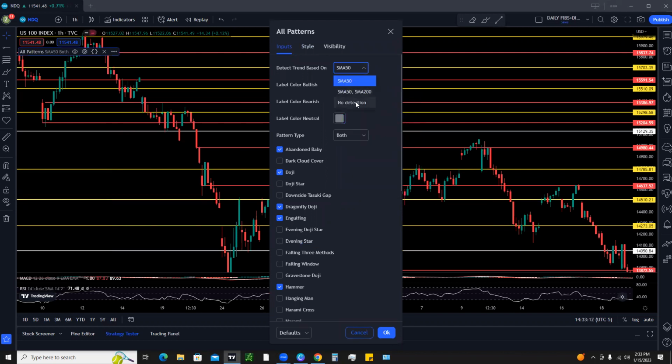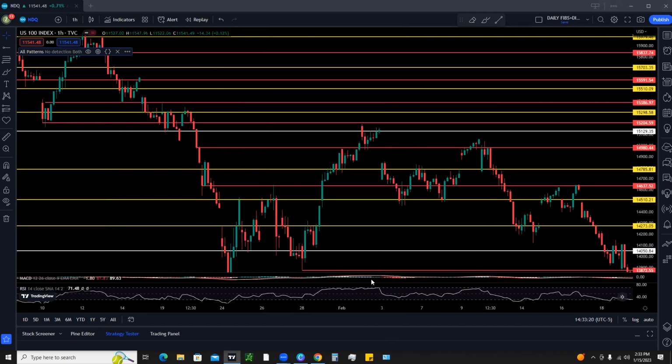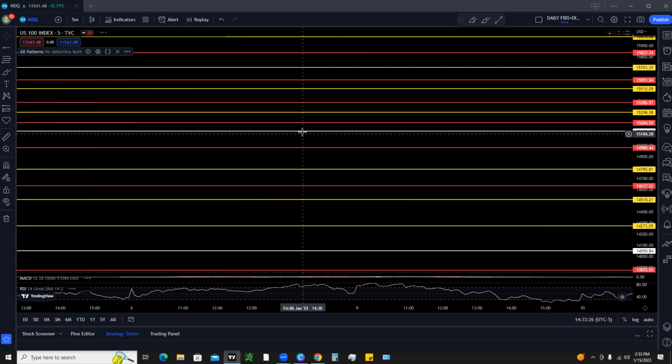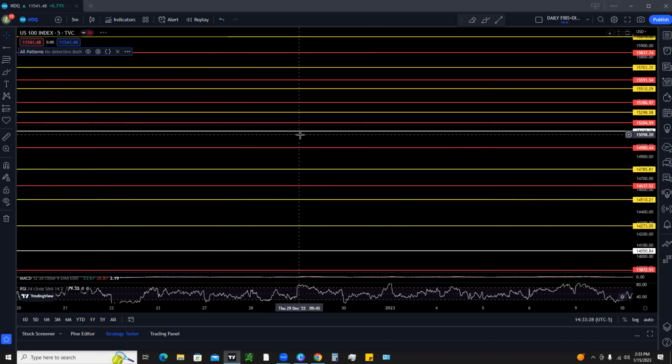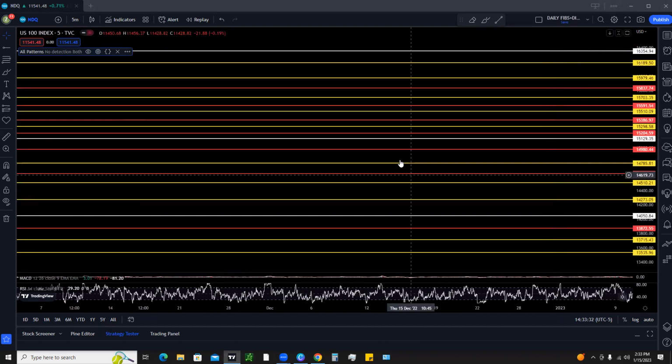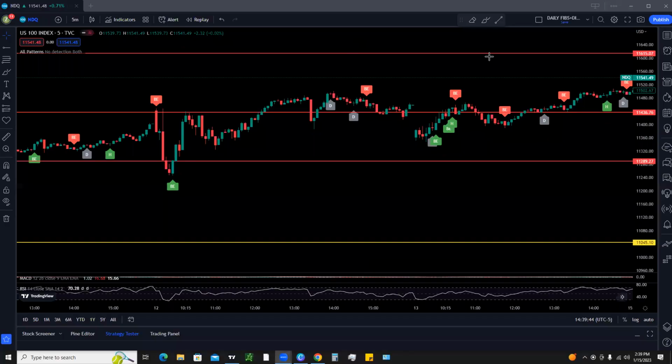We're going to put no detection right here, and we'll put both on. Okay, and this is going to show us both bullish and bearish candlestick patterns. And what's really nice about this is you can come down to the 5-minute chart now. So now we're on the 5-minute chart and we're using the same support and resistance levels from our larger time frames. And what we're going to do is combine that with the all patterns and really give ourselves some premium entries and exits.